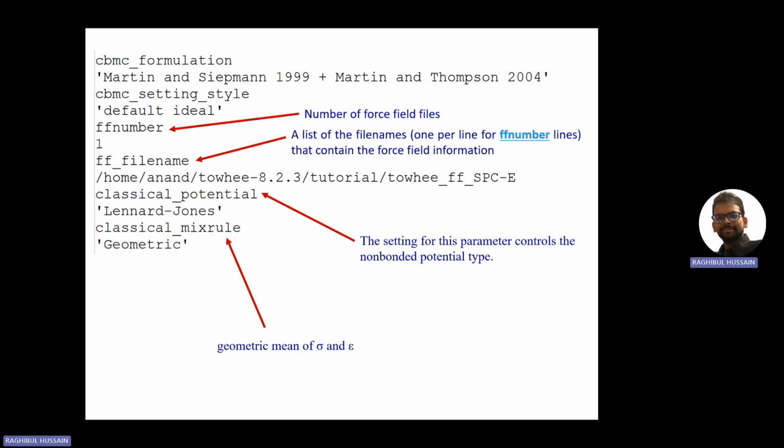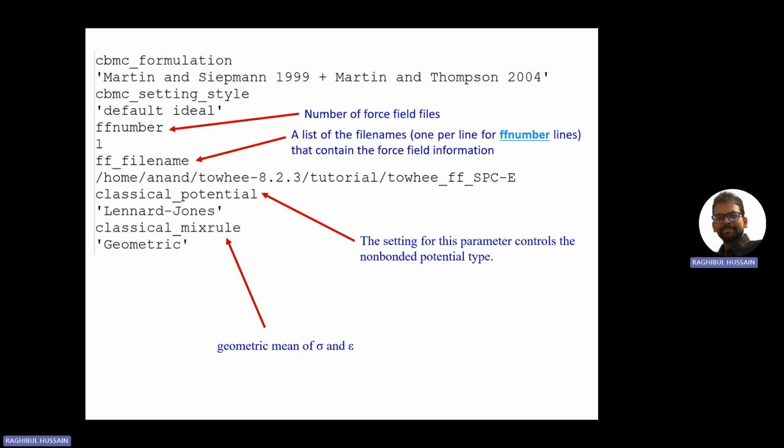Then classical mix rule. What is the meaning of classical mix rule? We have different atoms, say hydrogen and oxygen. For each atom, I will show you the force field file. We need some information, some parameters. When we are calculating the interaction between, let's say, oxygen and hydrogen, both are different atoms. In the equation, we need sigma and epsilon for the interaction between oxygen and hydrogen. So how to calculate?